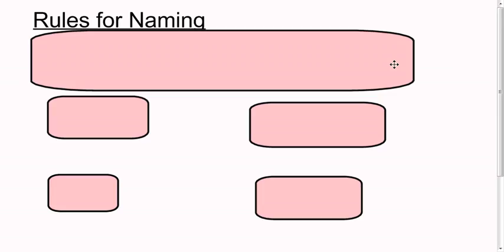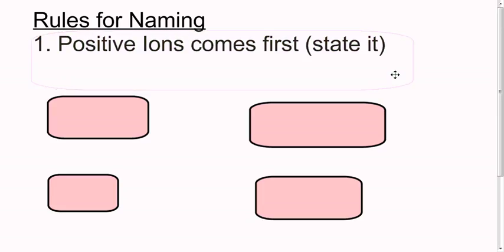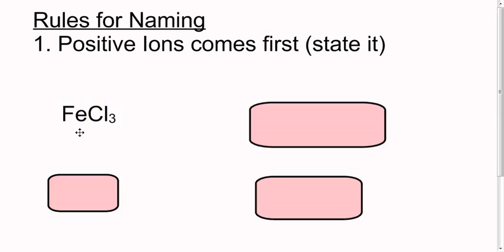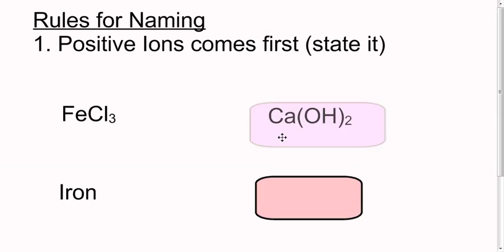Now, the rules for naming is that the positive ion comes first, and in most cases, you're just going to state it. If it's a metal, you're going to state its name. So for an example, like FeCl3, that's the formula, the name would begin with iron. And in this formula, the positive ion is the Ca, and so it would just be calcium.